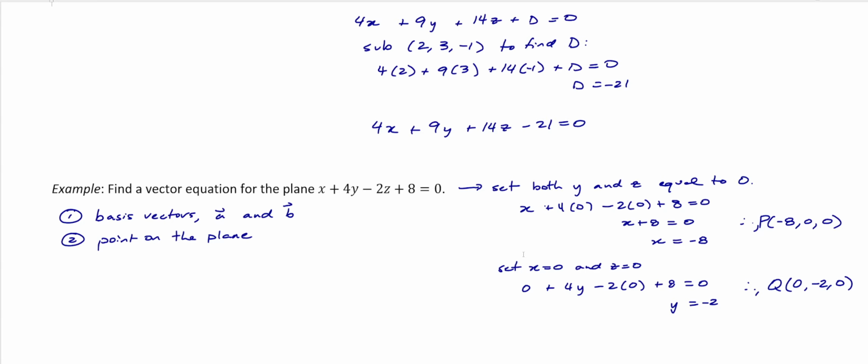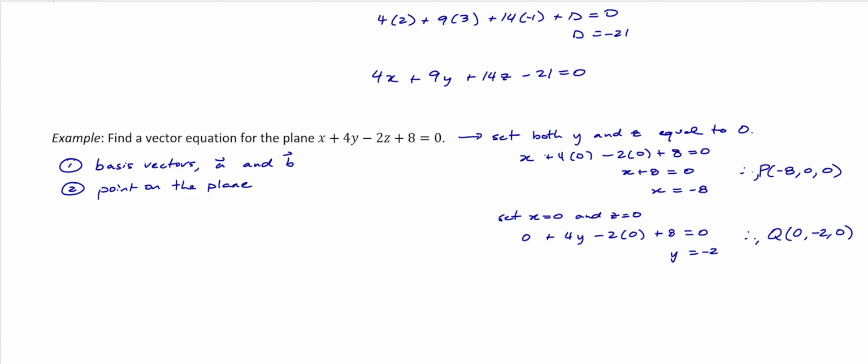Okay, the last thing that I'm going to do is I'm going to see if you can figure this out yourself, but I'm going to set x equal to 0, and I'm going to set y equal to 0. So 0 plus 4 times 0 minus 2z plus 8 is equal to 0. Z then would be equal to 4. Okay, so my point R on the plane is 0, 0, 4.